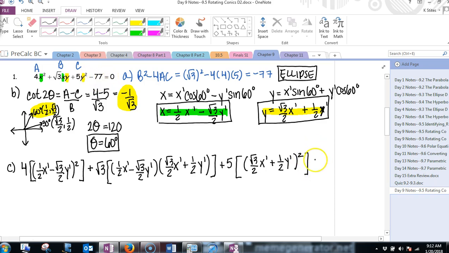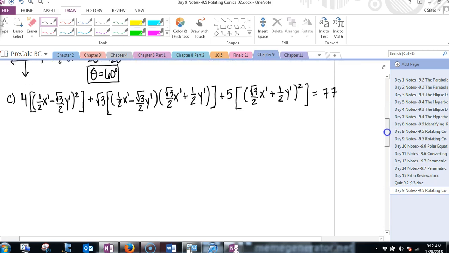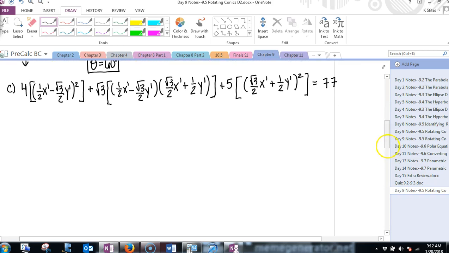And everyone's favorite part, add the 77 over. Hooray! All right, so now I'm going to keep with the method of just simplifying one part at a time. So I'm going to bring down my 4, and I'm going to FOIL this whole thing out first. So 1/2 x prime quantity squared is 1/4 x prime squared. Okay, and then for your middle term, you are multiplying these two together and doubling it.